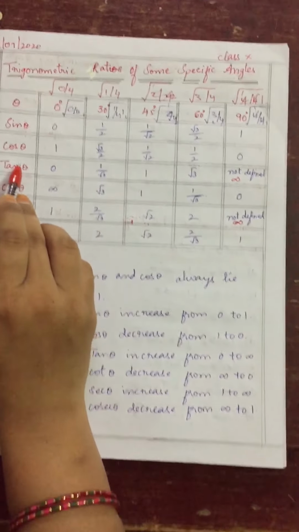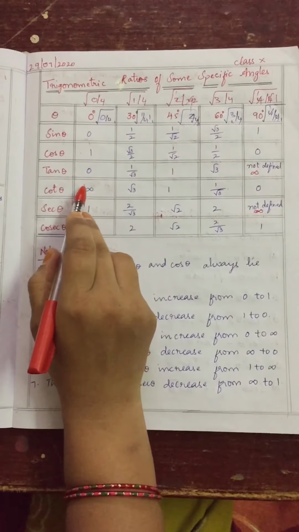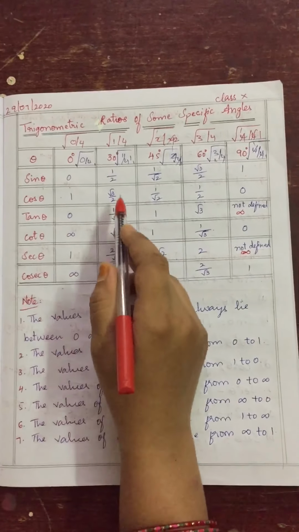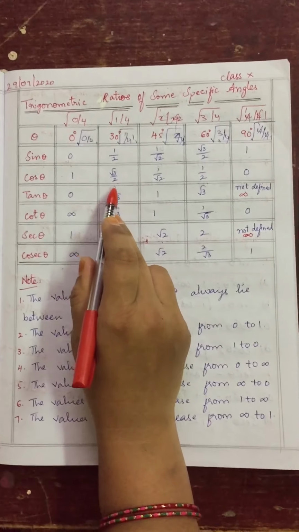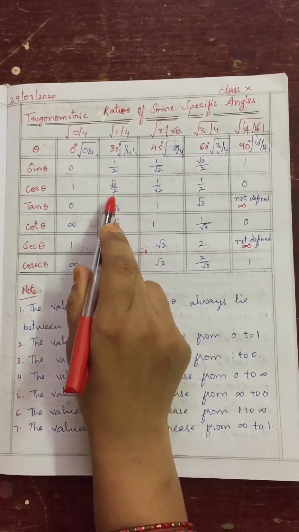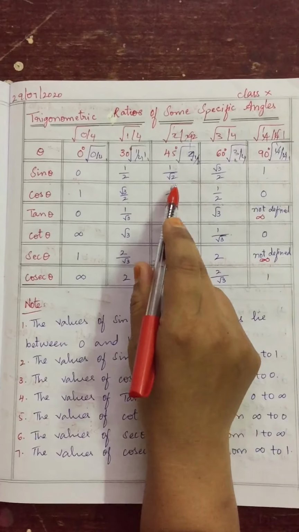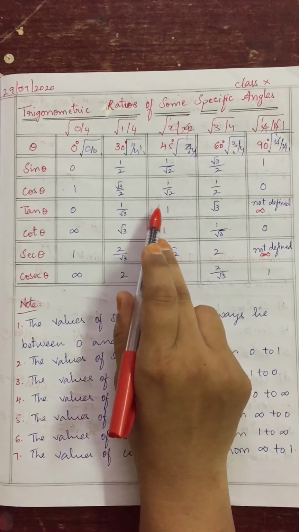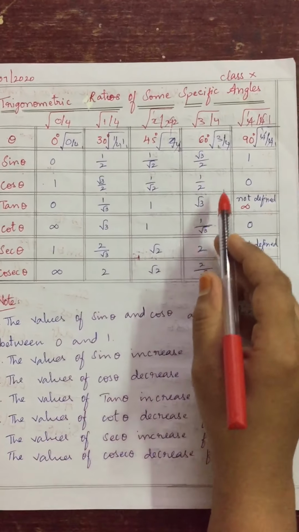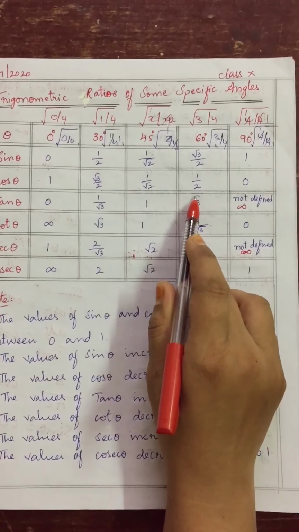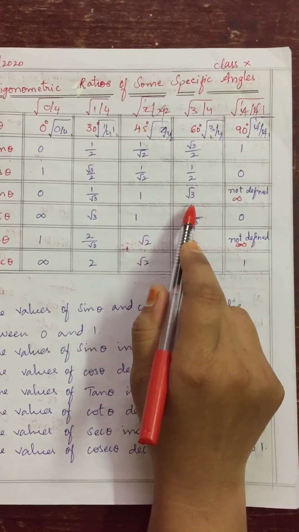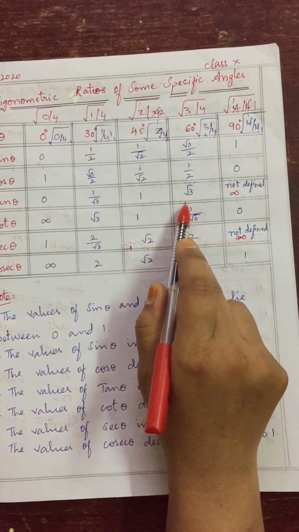Tan is what? Sine by cos. We need to divide sine by cos. We will get 0 by 1, which is 0 only. 1 by 2 whole divided by root 3 by 2: the denominators 2 get cancelled, so 1 by root 3 only will be there. Next, 1 by root 2 whole divided by 1 by root 2: both are same, so the answer will be 1. Then root 3 by 2 whole divided by 1 by 2: the denominators 2 get cancelled, so root 3 by 1 is nothing but root 3.